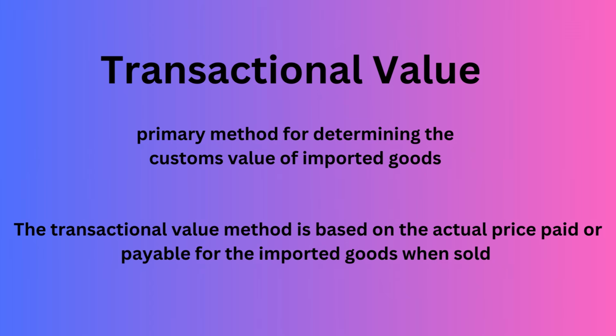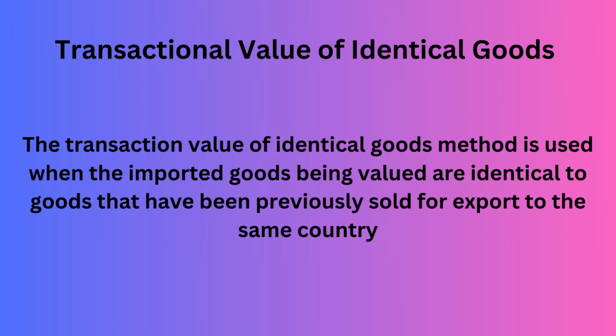Custom will use the next 5 methods only when this transactional value method is not clear, or the custom is not satisfied with that transactional value price, or if the transactional value is not mentioned on the invoice or commercial invoice.